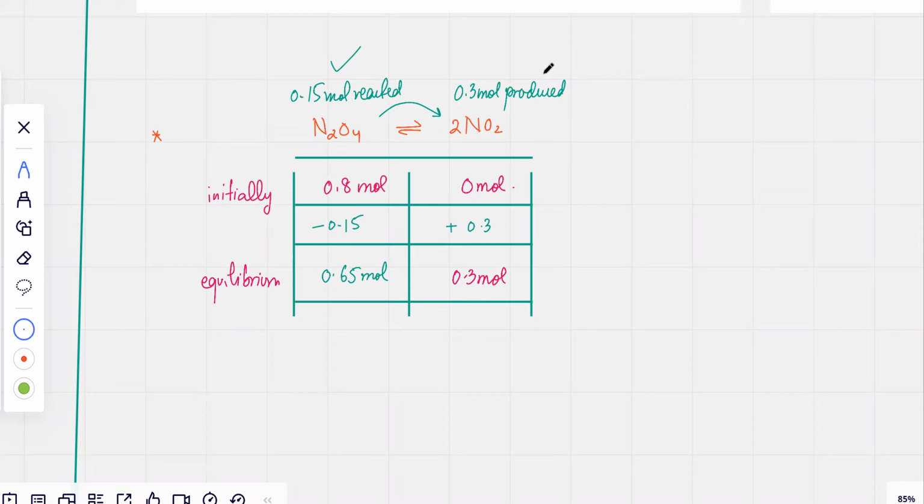Mariam, is this clear? Ahmed, is this clear? Zari, is this clear? Like, why did we remove 0.15 then? Because 0.15 moles reacted. That is clear, right, 0.15 moles reacted. And yes, so 0.15 is finished.